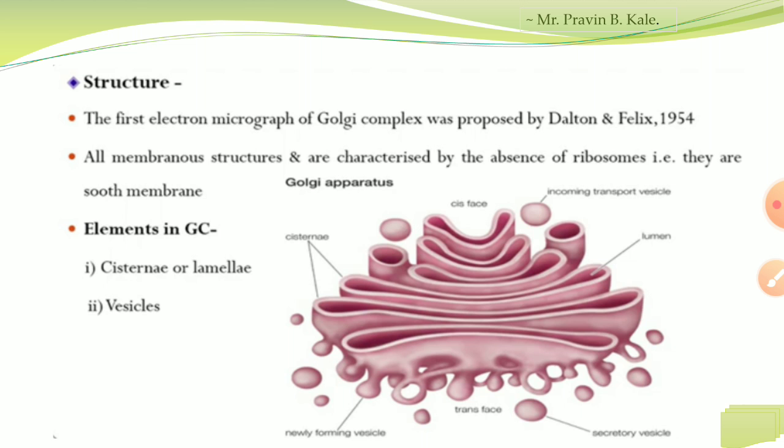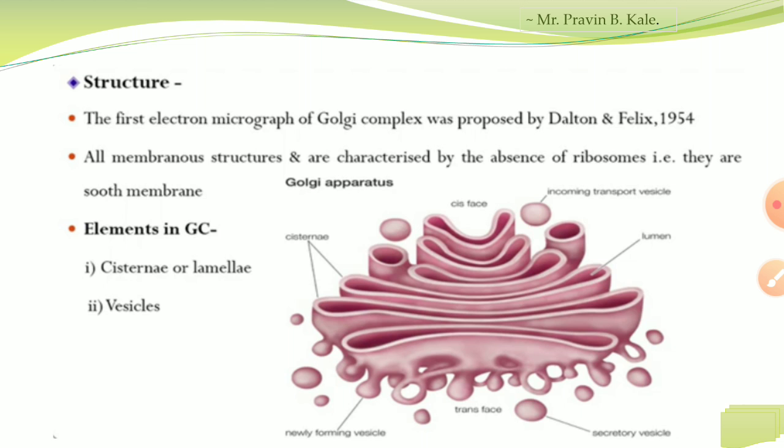Then vesicles. The membranes of the Golgi complex are in dynamic equilibrium, and they are continually receiving lamellae through budding of vesicles from the smooth endoplasmic reticulum and losing membrane through the formation of secretory vesicles.